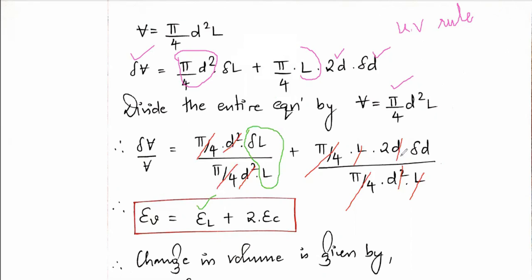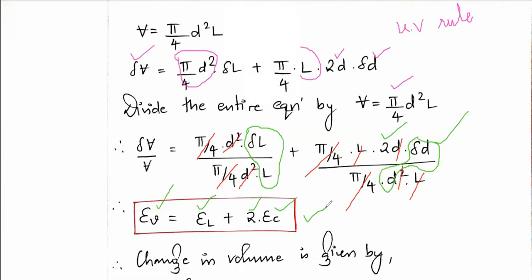And in this case what is remaining is delta D by D and 2. So it is 2, I kept it as it is. Delta D by D is nothing but epsilon C. So the relation is: volumetric strain, delta V by V or dV by V, is equal to longitudinal strain plus 2 times circumferential strain.